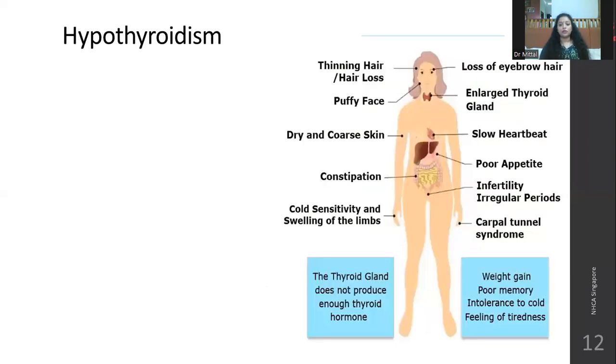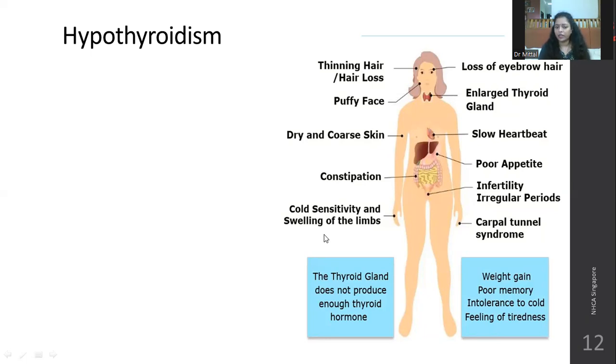So coming to hypothyroidism, repeating the symptoms: thinning hair and hair loss, puffy face, even the loss of eyebrow hair, enlarged thyroid gland, dry and coarse skin, slow heartbeat, constipation, poor appetite, infertility, irregular periods, heavy periods, cold sensitivity, and sweating of limbs as well. Cold sensitivity, they will always feel chilly.